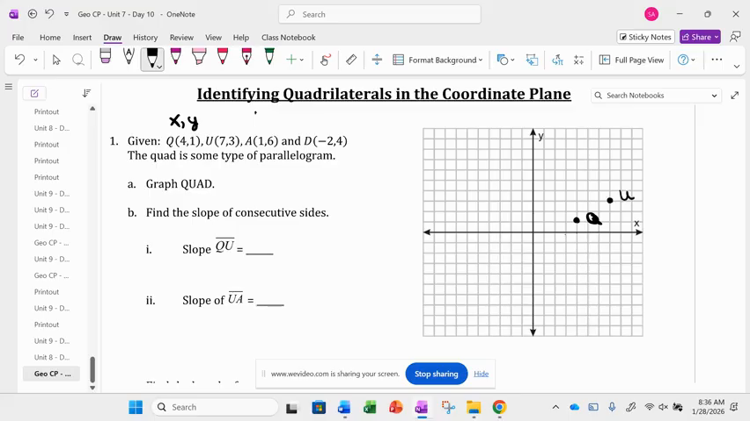That's the point U. And then A is the point (1, 6). So we walk over 1 to the right and then up 6: 1, 2, 3, 4, 5, 6. And D is the point (-2, 4). So now I'm walking from the origin to the left 2 and then up 4. And that's D. Now we connect the points in that order, Q to U, to A, to D.